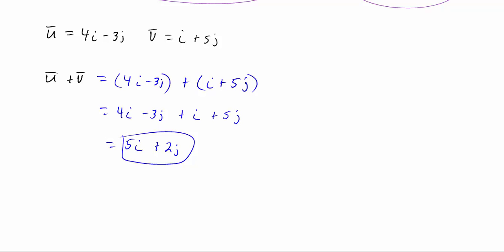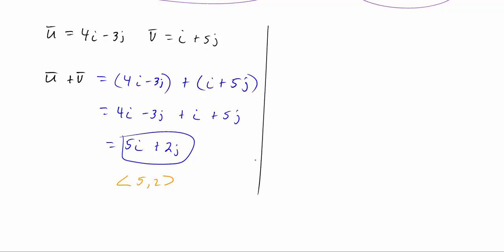Now, once again, I just want to stress that this is the same thing as if we were to write 5 comma 2. We know that the i represents the x or the horizontal, j represents the y or the vertical, just like 5 comma 2 represents the horizontal and vertical part of our vector.